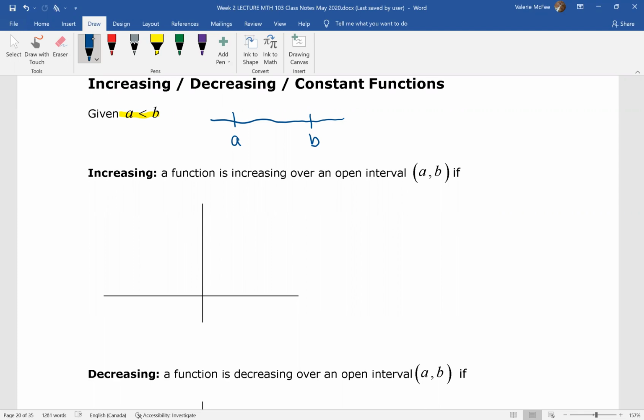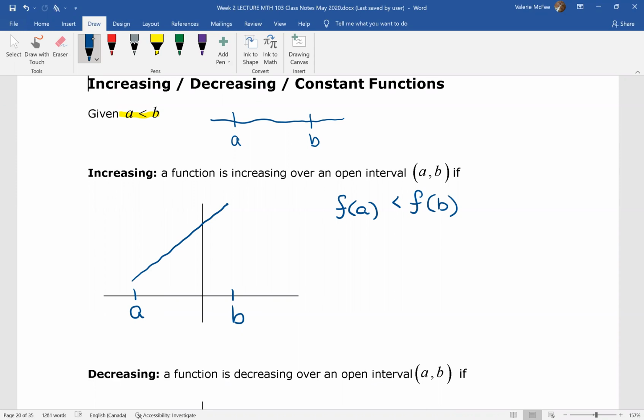So let's see what that looks like before we give our definition. We've got A on the left, B on the right, and it doesn't have to be on different sides of the y-axis. It could be on the same side. We say that a function is increasing if the f of A is less than the f of B.